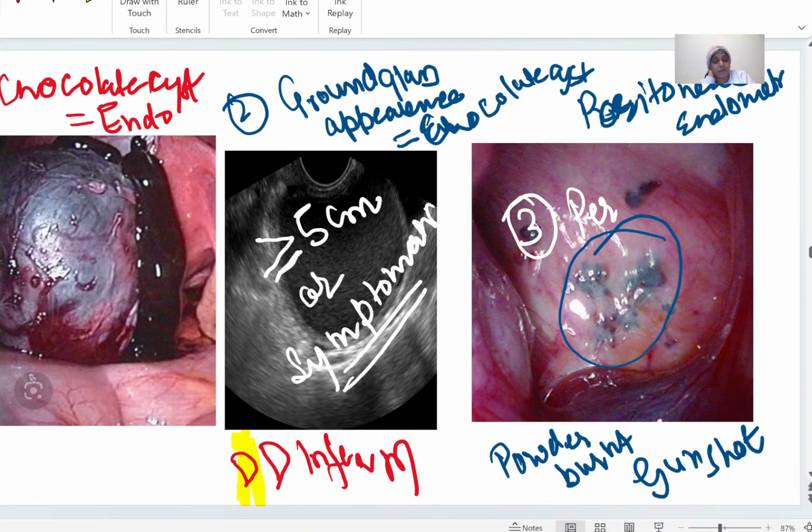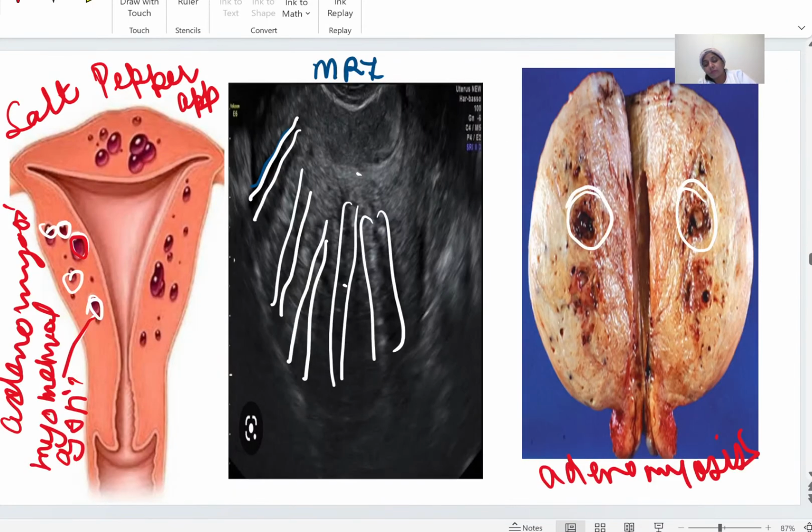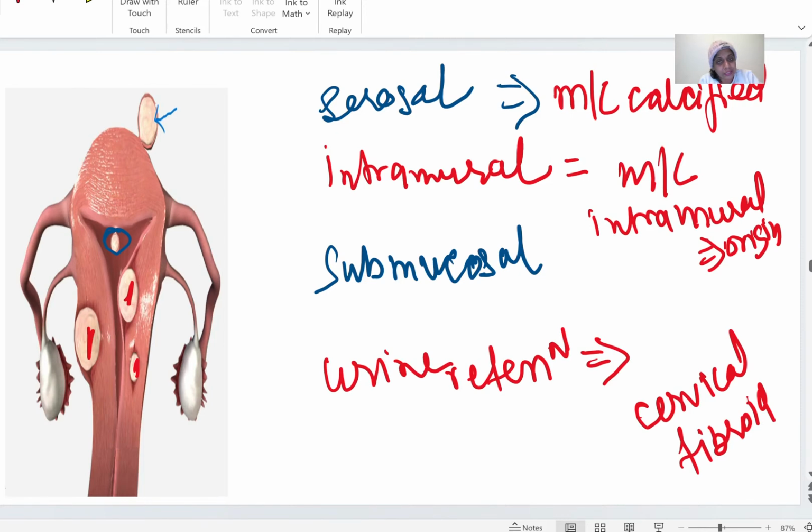The first picture is of the chocolate cyst, and the second picture is of the ground glass appearance of the chocolate cyst on the ultrasound, and the last picture is of the powder burn appearance, or you can say gunshot appearance, of the peritoneal endometriosis. These are all the adenomyosis pictures. First picture is a salt and pepper appearance. Second picture is of the MRI of the adenomyosis showing the Venetian blinds. And the third is a specimen of the adenomyosis in which there are myometrial cysts.